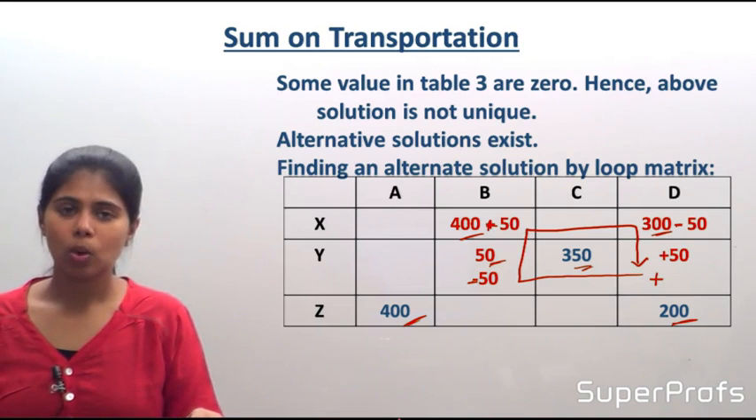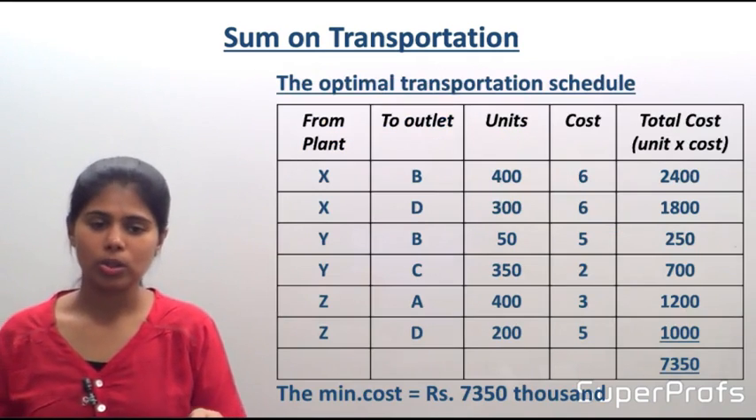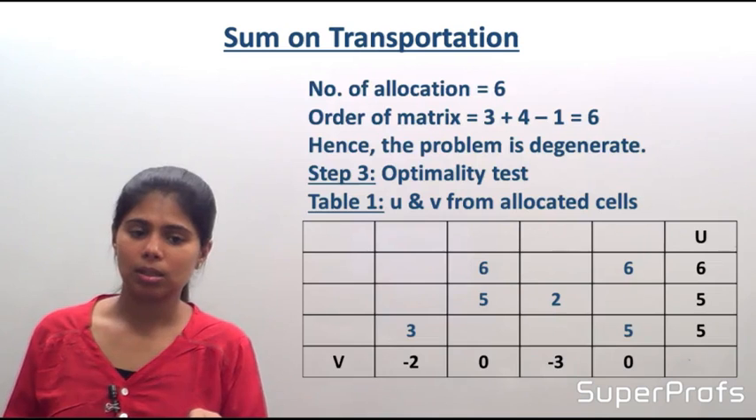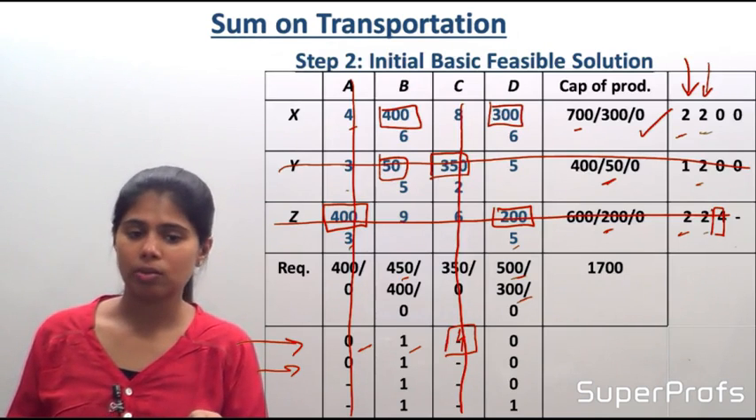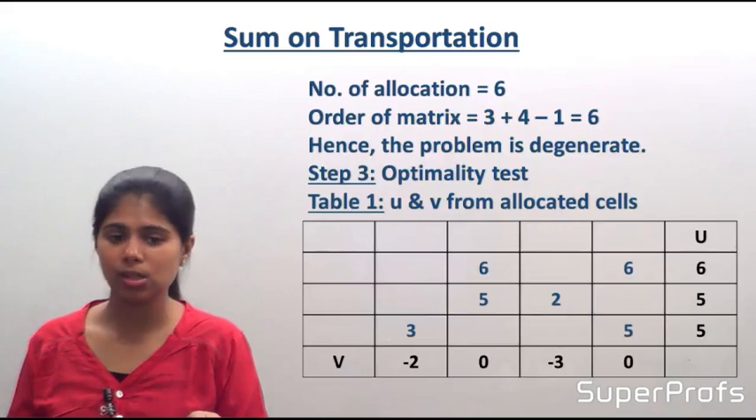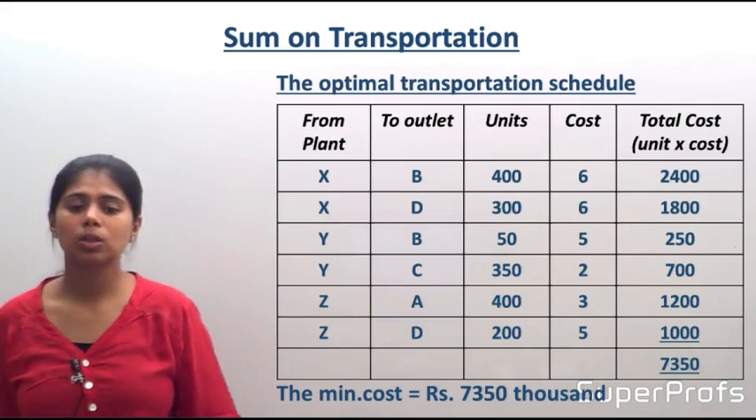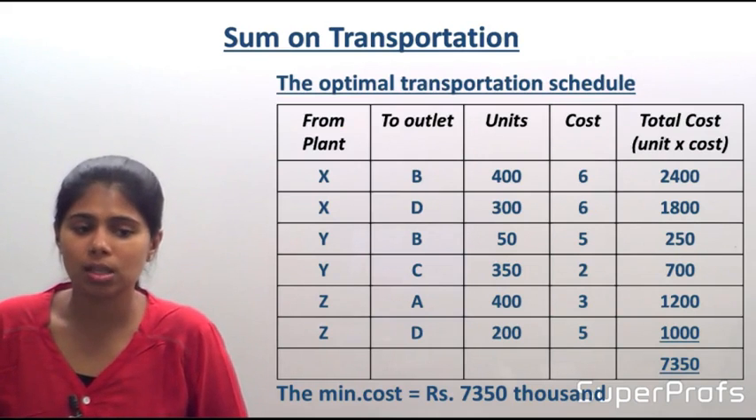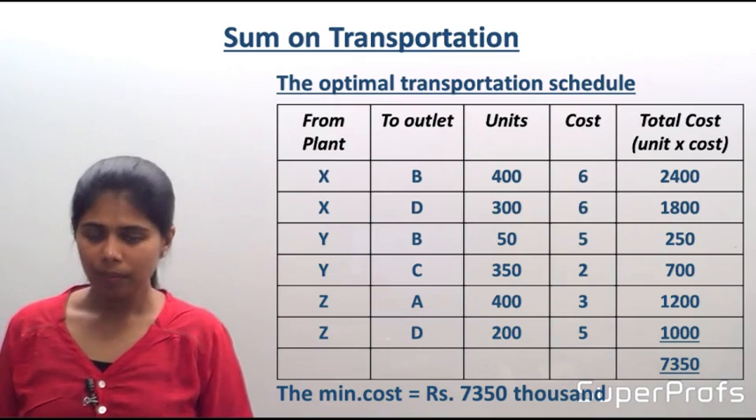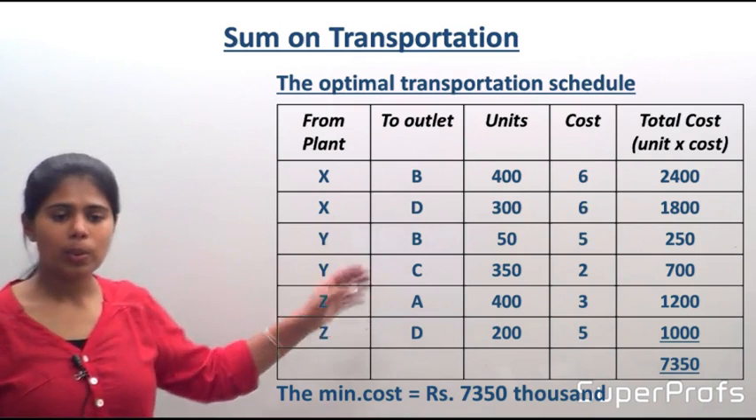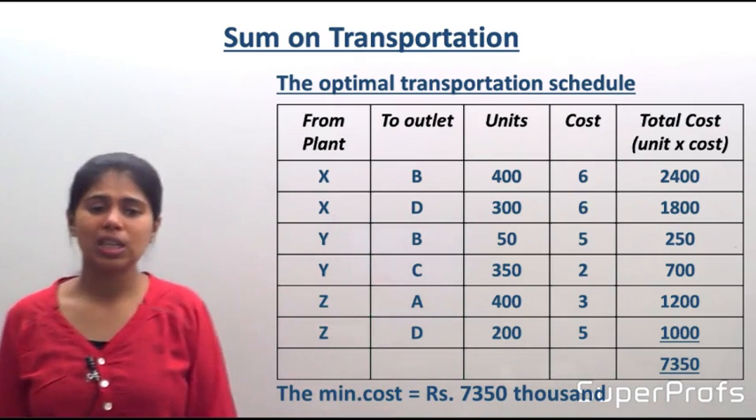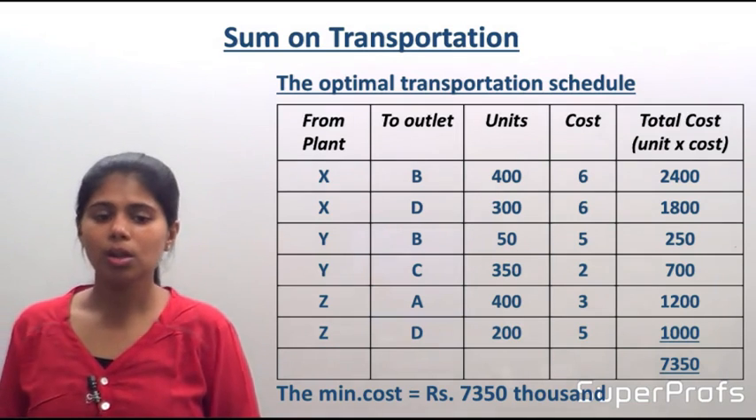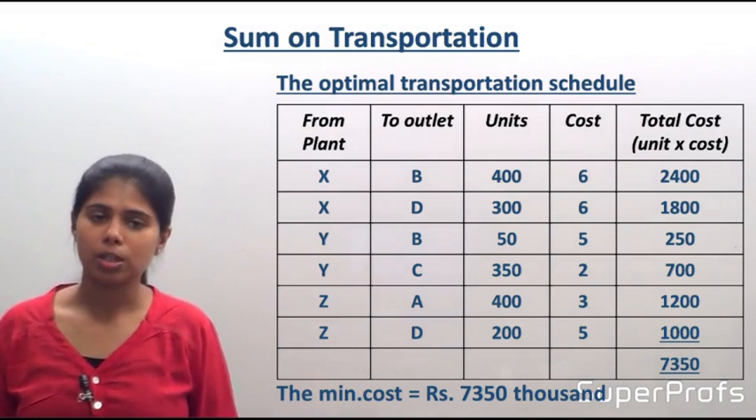So just before we go back to the concepts, let's just close out this question. So this is the optimal transportation schedule that we prepared as per this chart. 400, 350, 350, 400 and 200 allocations, 6 allocations. That is the 6 allocations that are listed down over here. From plant X to outlet B, 400 units at a cost of 6, total cost is 2400. Doing this, we get the entire table. We get the total cost 7,350,000, which means 73,50,000 is the minimum cost of transportation based on this optimal transportation schedule.